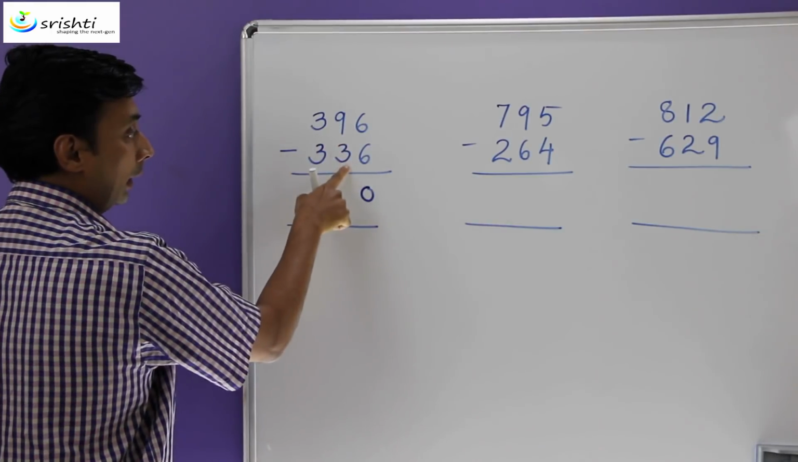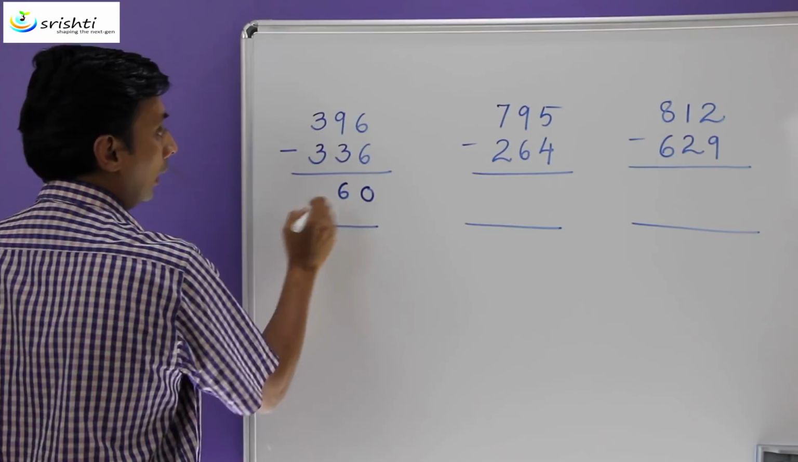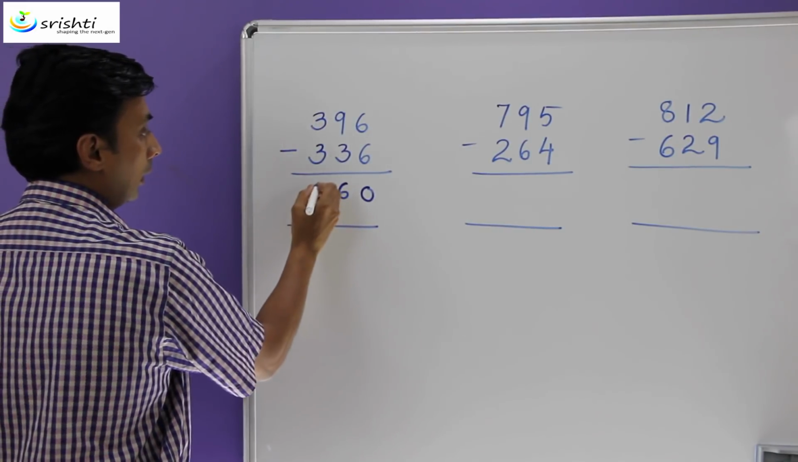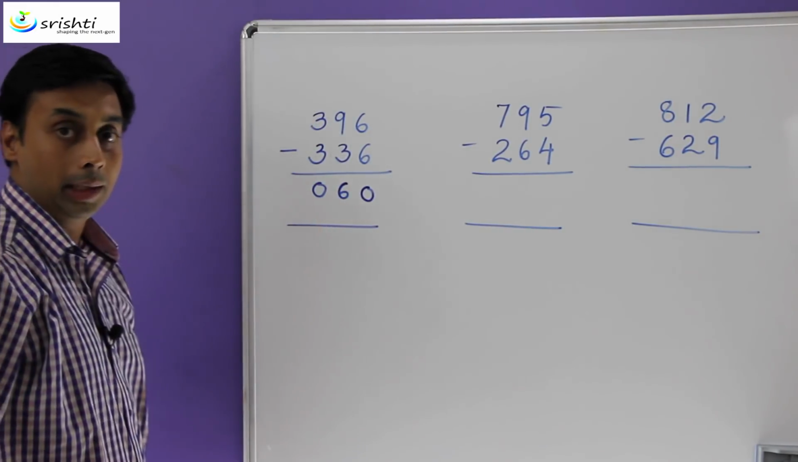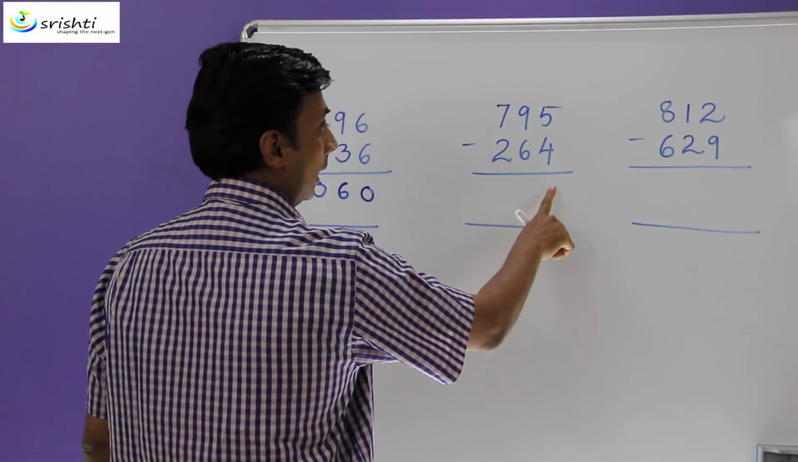Now 9 is bigger than 3. So what added with 3 gives me a 9? It has to be 6. And what added with 3 gives me a 3? It's 0. So the answer is simply 60. That's the first example. Now let's see what is different in this example.